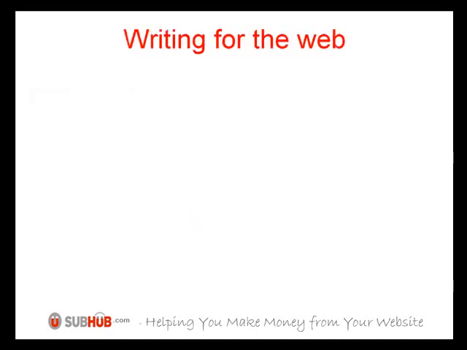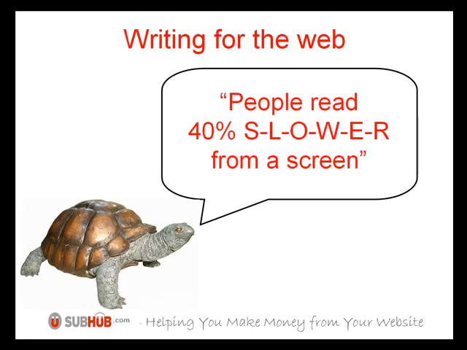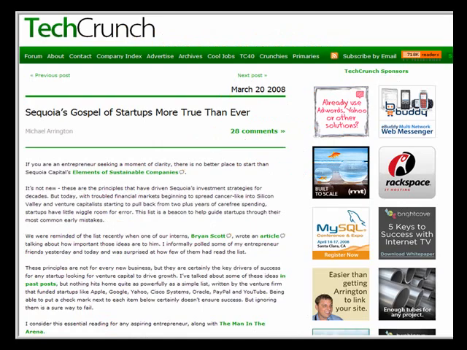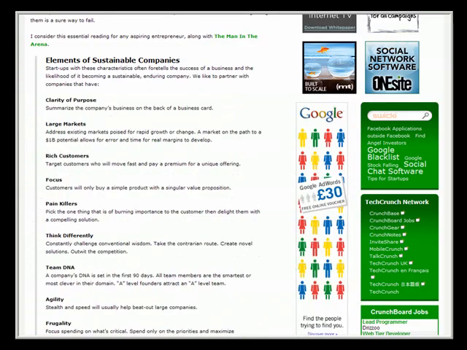So moving on to writing for the web, you must remember that people read 40% slower from a screen than they do from paper. So you have to adapt and accommodate this in the way that you write. You must ensure that there is lots of white space and always use dark text on a white background to maximize contrast. This hugely improves readability. And write short sentences and short paragraphs. And use lots of subheaders and bullet points to break up the page.